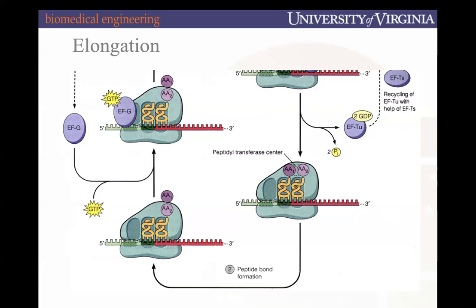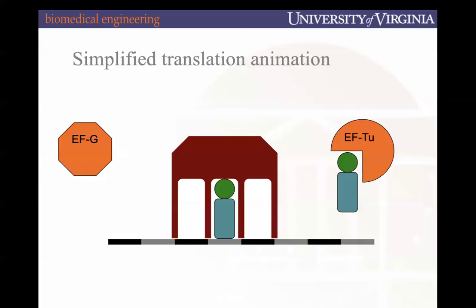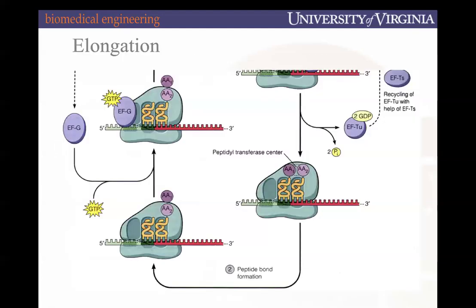amino acid, and then what's going to end up happening is that EF-G, G stands for gear, is going to use one GTP molecule to shift all of this down one codon. Forgive me. Shift all this down one codon, so we're back at the top of the cycle.